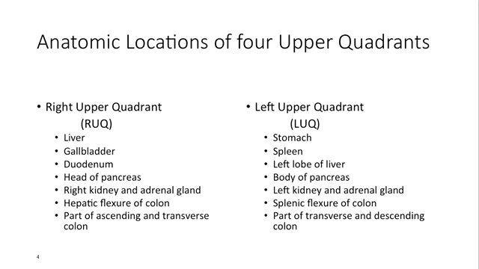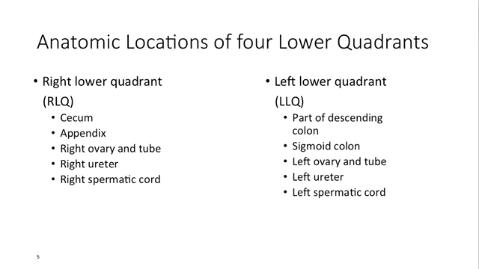So left upper quadrant, we've got our stomach, our spleen, the left lobe of the liver, the biggest part of the pancreas, the body, left kidney and the left adrenal gland, splenic flexure of the colon, and part of your transverse and descending colon. I think it's a little bit easier to go through these with a picture, but we'll go through them and then go through the picture as well.